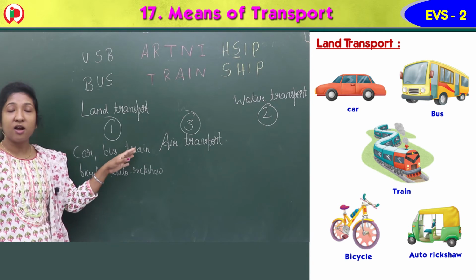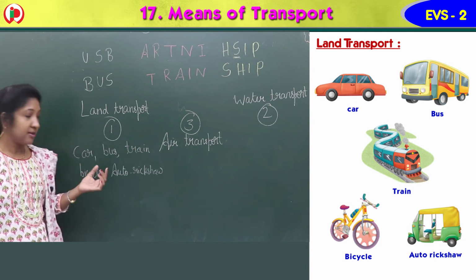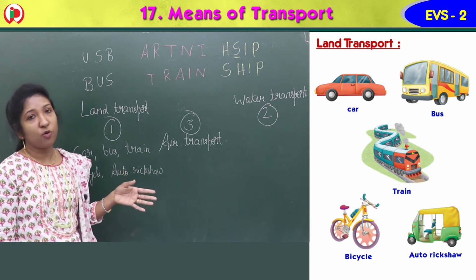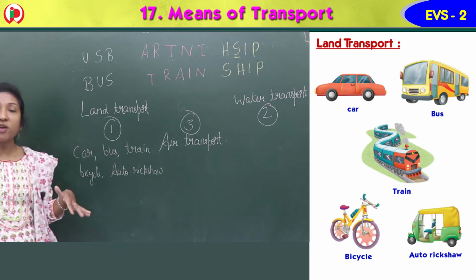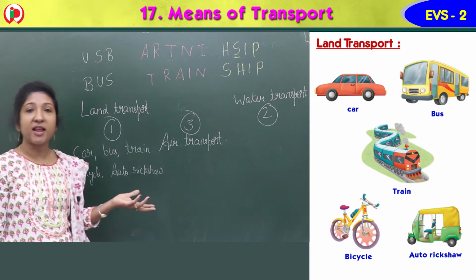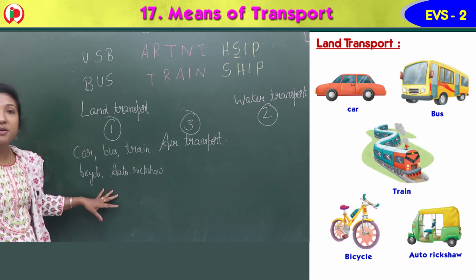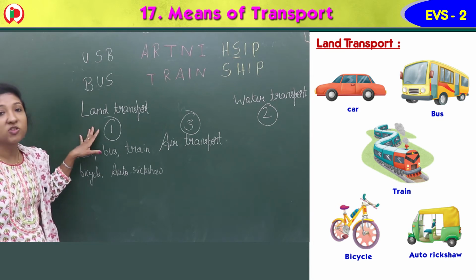Car, train and all travel very fast. But bicycle, auto, they travel very slow. So in land transport, there are slow means of transport and fast means of transport. And these are the examples of land transport.